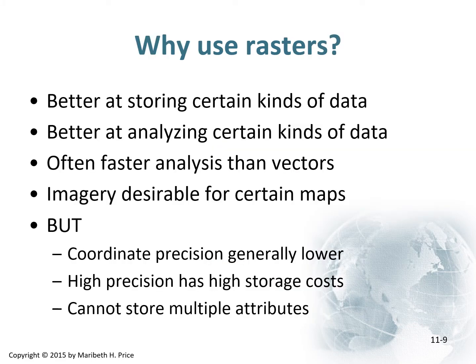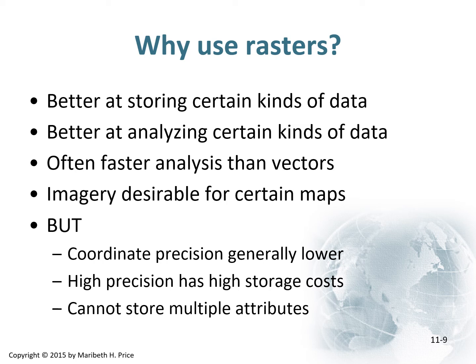So if rasters can only store one bit of information, and they're kind of square and grainy and pixelated, why do we use them? Well, they're actually better for storing certain kinds of data, and they're better for analyzing certain kinds of data, and for some analysis, they're often faster than vectors. Imagery is the main one, because imagery is desirable for certain maps, and if you need it, this is what you've got to work with. But there are drawbacks to rasters.